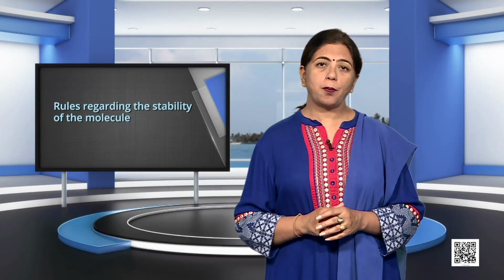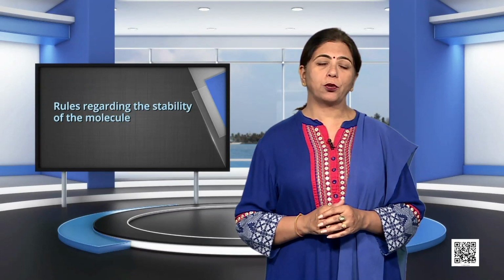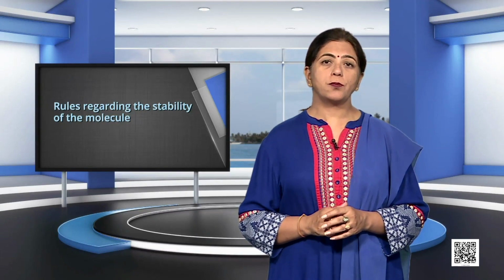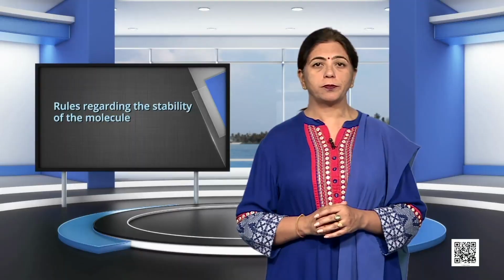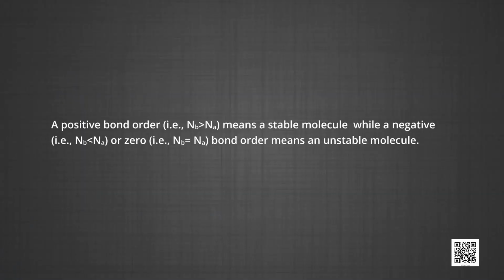The rules discussed above regarding the stability of the molecule can be restated in terms of the bond order as follows. A positive bond order, that is, the number of electrons in the bonding orbitals is greater than the number in the antibonding orbitals, means a stable molecule. A negative bond order, that is, Nb less than Na, means an unstable molecule. If it is 0, that is, Nb equals Na, the bond order means the molecule does not exist.